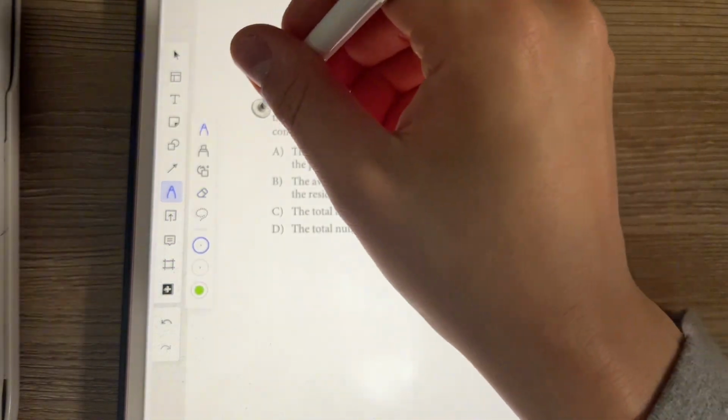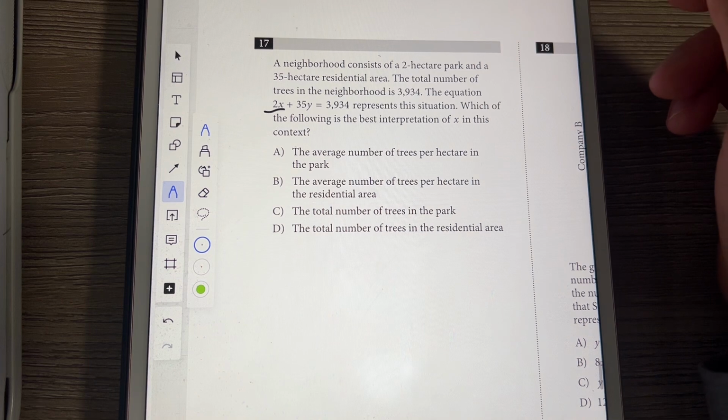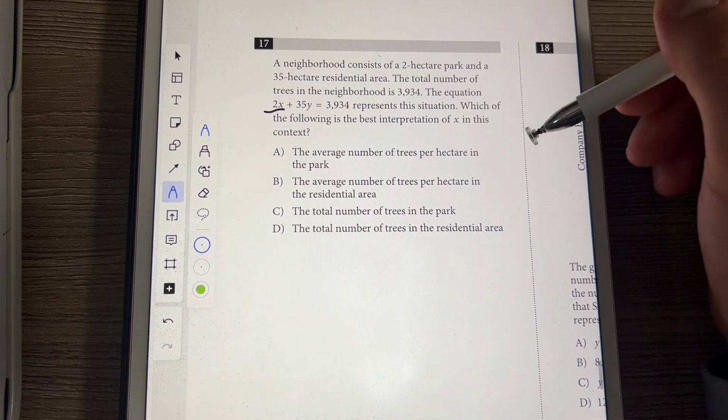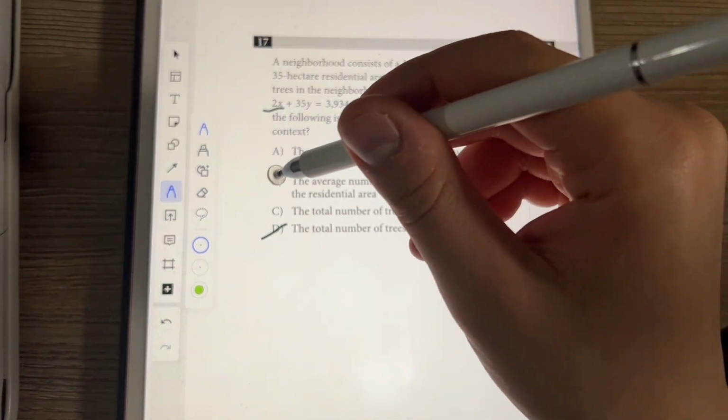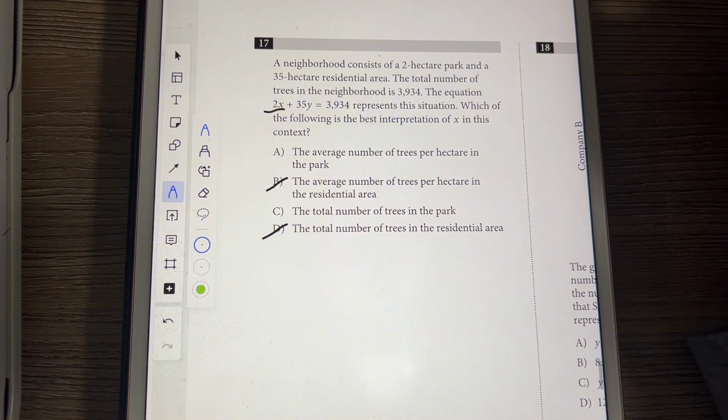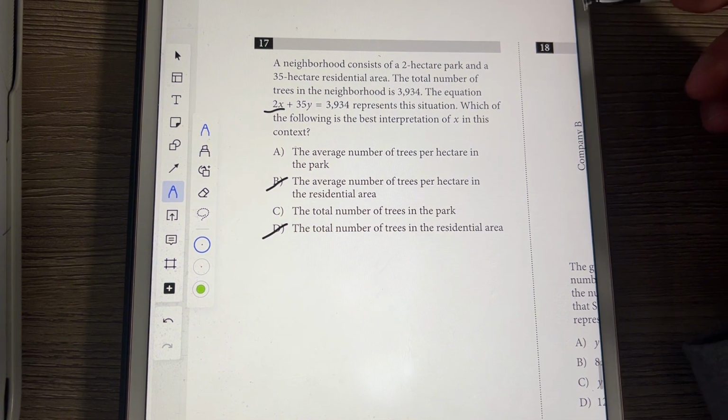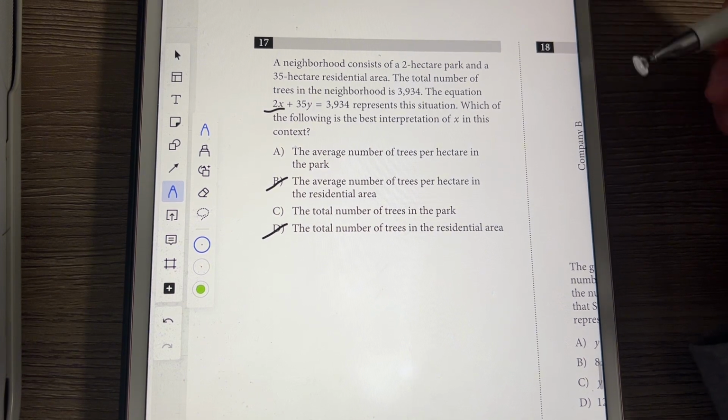Well, I know that 2x represents the hectares of the park. So if I see residential area, I'm going to eliminate D, I'm going to eliminate B. So now at least I have a 50-50 chance. If x represented the total number of trees in the park and I multiplied it by 2, I would now have double the number of trees in the park.